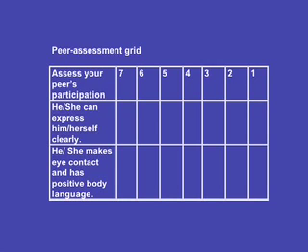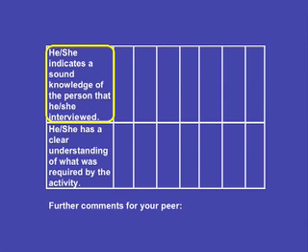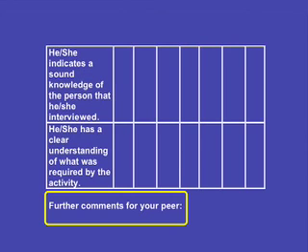You will assess your peer on the following criteria. He or she can express him or herself clearly. He or she makes eye contact and has positive body language. He or she indicates a sound knowledge of the person that he or she interviewed. He or she has a clear understanding of what was required by the activity. And at the bottom, you have a little space to make further comments on your peer. And now let's break for the activity.